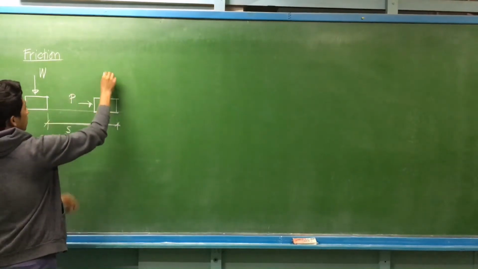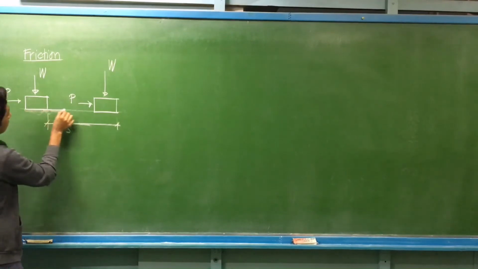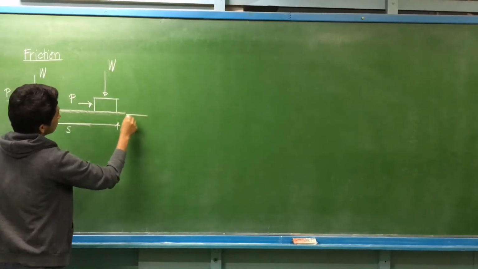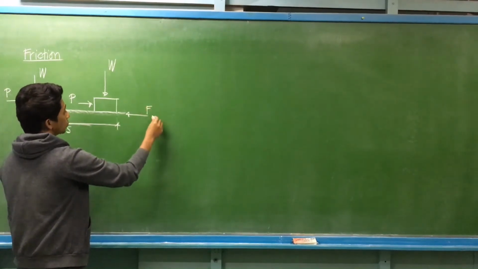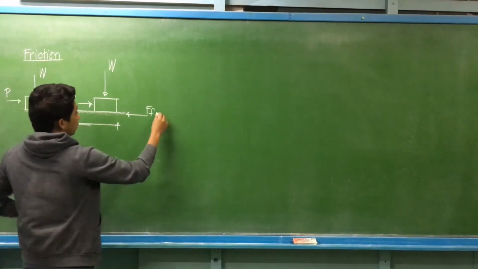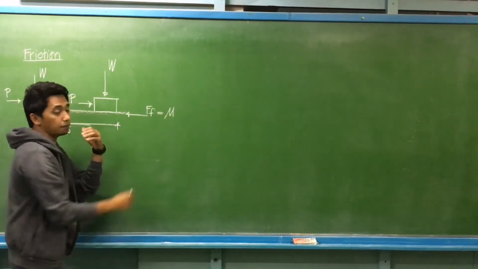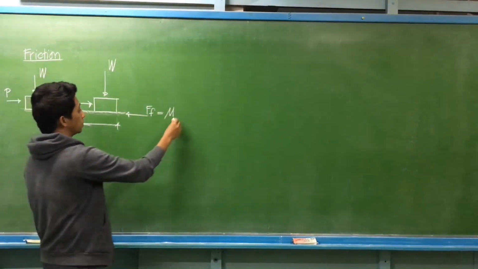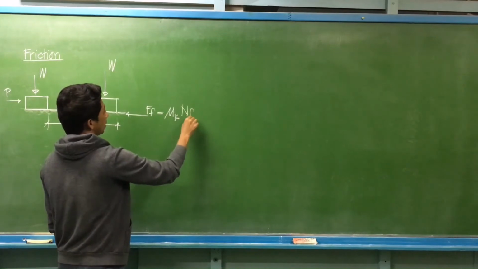So we have the force P, we have the weight. What are the forces to be considered? If this is in contact with the surface, it is always opposed by the frictional force. Frictional force is basically equal to mu, the coefficient of friction, and if it is in motion, this is the coefficient of kinetic friction, multiplied by the normal force.